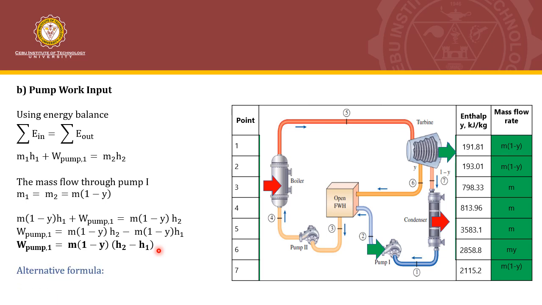We can also use the alternative formula using the value of the specific volume at point 1. It will be M multiplied by 1 minus Y times specific volume 1 multiplied by the pressure difference across the pump. This is useful if you don't have the software, because by this you can get also the value of the enthalpy.